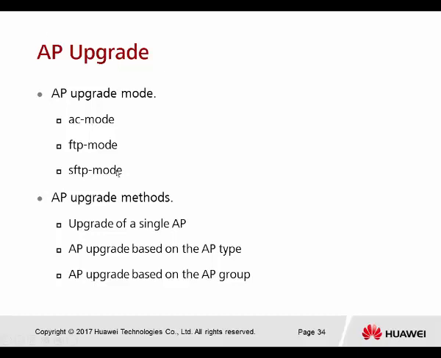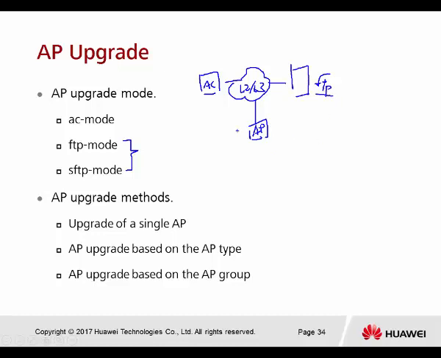Or I can use the FTP. This is my AC. Right now for the FTP, I have my AP right here. They have some L2 or maybe L3 connections. So here they have one server, the FTP server. So they're actually going to download. I already put the FTP mode.